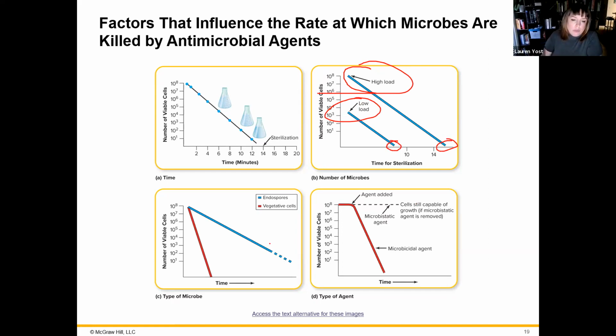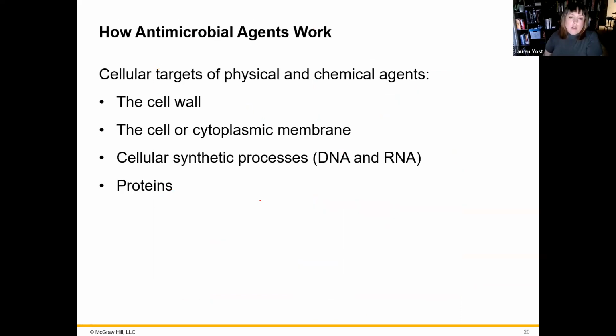So the actual agent and how it acts on that specific organism, the actual type of the microbe that we're talking about. If we're talking about endospores versus the vegetative form of those cells, it's going to take longer to get rid of those endospores, if you even can with that agent. And then how much time you're putting into trying to sterilize or exposing that pathogen to that agent.